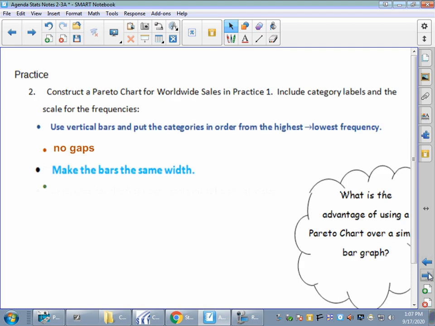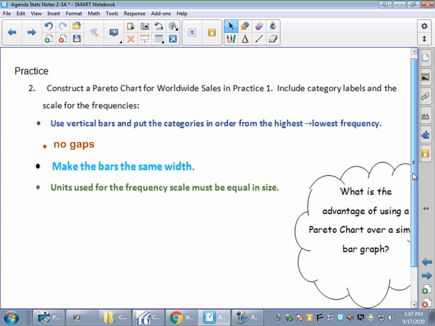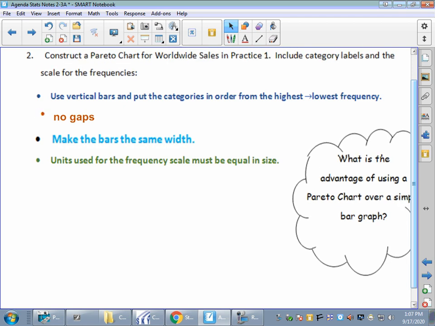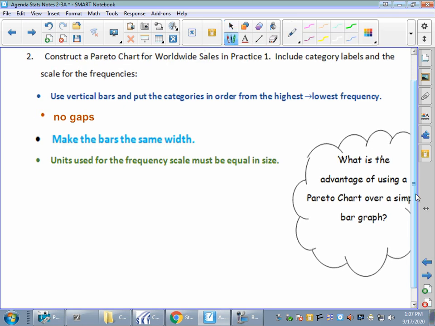I make the bars the same width, which I'm going to do in a bar graph as well. I didn't mention that, but I just feel like I assumed you knew that. And as always, our frequency must be equal in size. The advantage of using a Pareto chart over a simple bar graph is simply, I think it's probably easier to read, or easier to identify, because you are putting them in order from highest to lowest. So I'll put easy to read. Please keep in mind, no gaps.